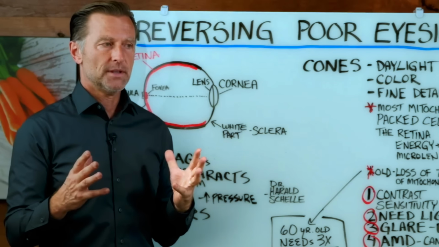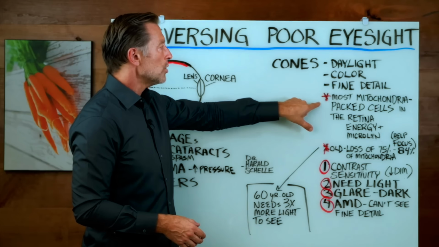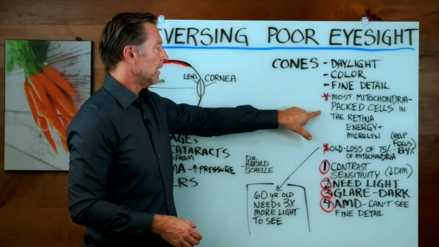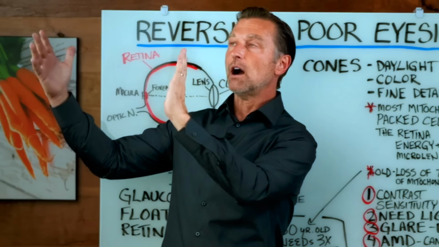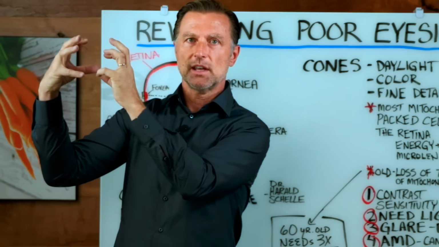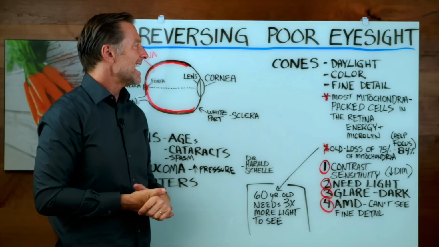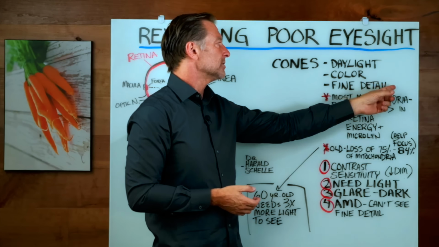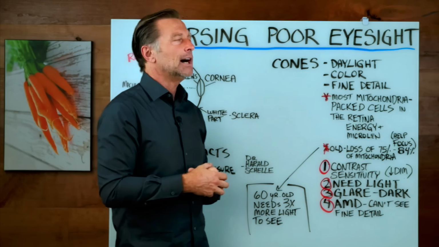The unique thing about this photoreceptor, the cone, is this. It has the most mitochondrial-packed cells in the entire retina. So we start off young, having a tremendous amount of mitochondria. This is so dense. We get older and older and older. We start losing the mitochondria. And now we can no longer see finer details of things. Colors are not as bright. We need glasses to see even in the daylight, and especially at night.